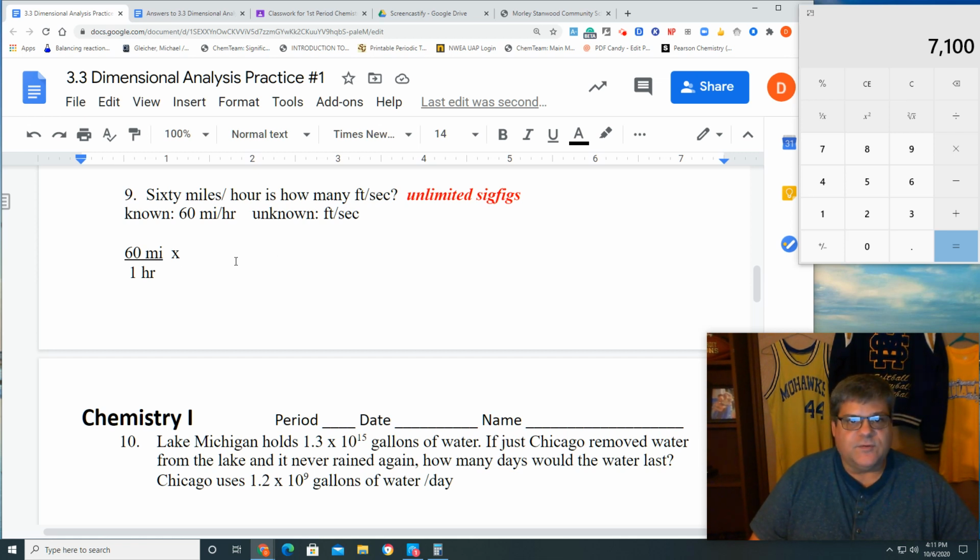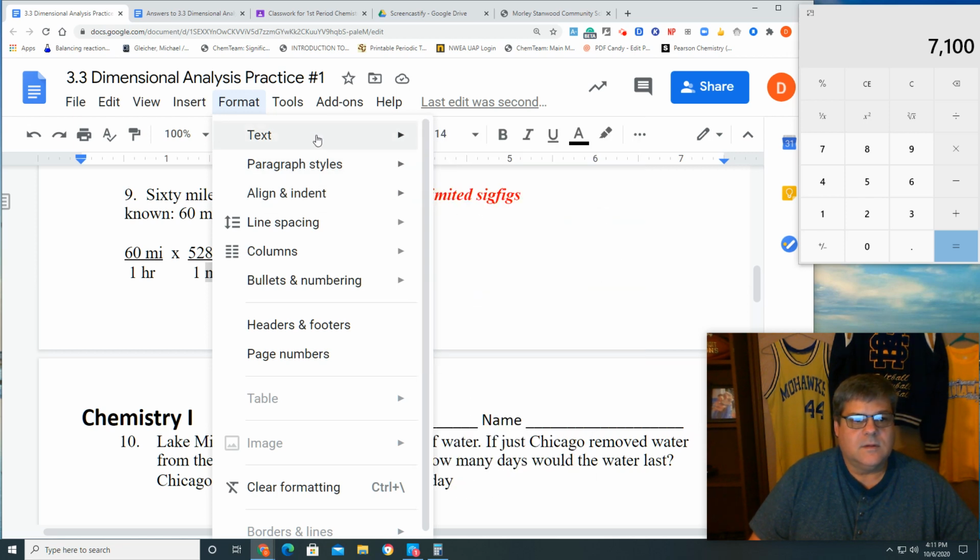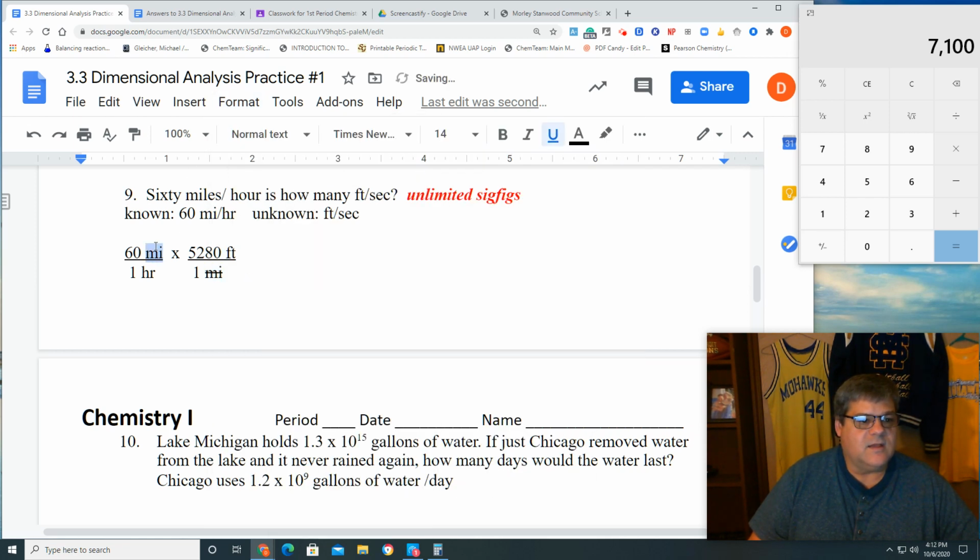So which one do we want to do first? Well, to me, I like doing the easy one first, and the easy one that I know right off the top of my head is miles to feet. So we're going to put on top here 5,280 feet. And below that, because we have to cancel out this miles right here, we're going to put down 1 mile. Okay, so now I've got rid of our miles, and now we have it in feet.